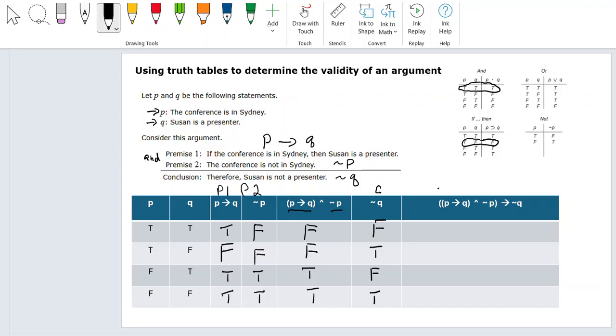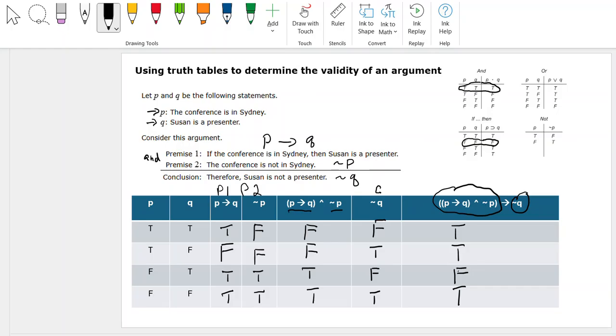Now I'm ready to put the whole thing together. Here are my 2 premises, which is this column here. And I'm going to imply this. This is the conclusion. And so these are my last two columns here, and I'm going to look at them, and I'm looking at, again, the if then. The only one that's going to be false is true implies false. So this one is going to be false. The rest are all going to be true.